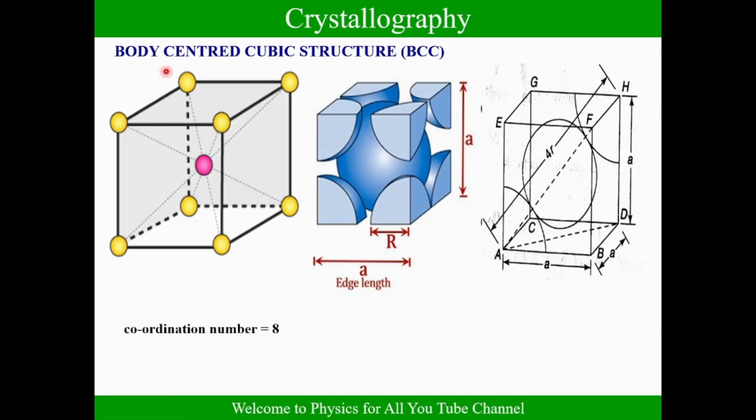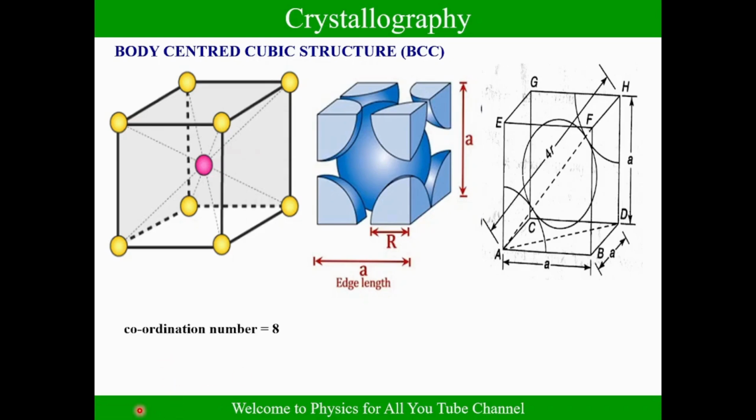In body centered cubic structure we have to find the coordination number, the number of atoms after sharing with adjacent unit cells, the relation between atomic radius and nearest neighbor distance, and finally we have to calculate the packing fraction. With this you can complete the body centered cubic structure.